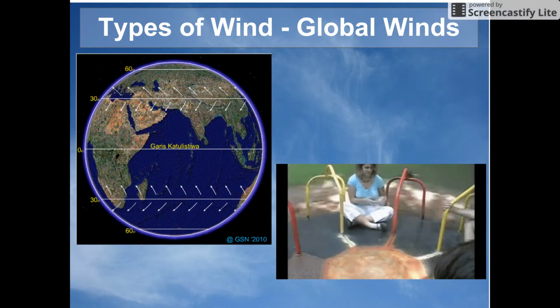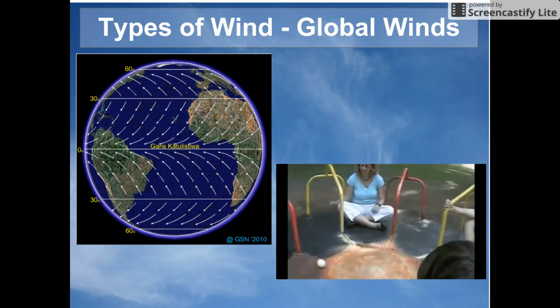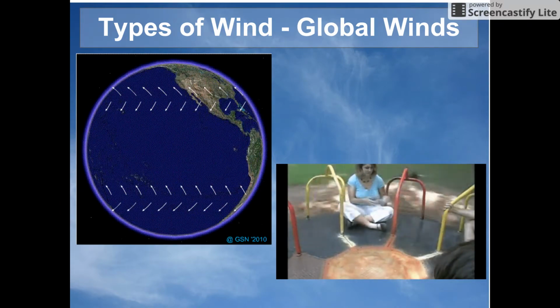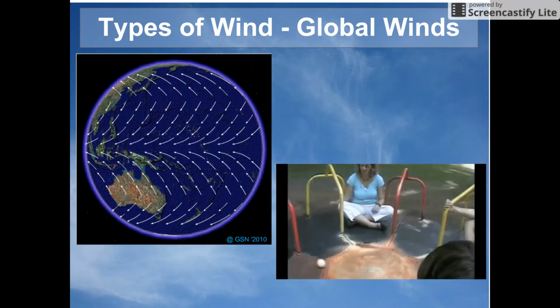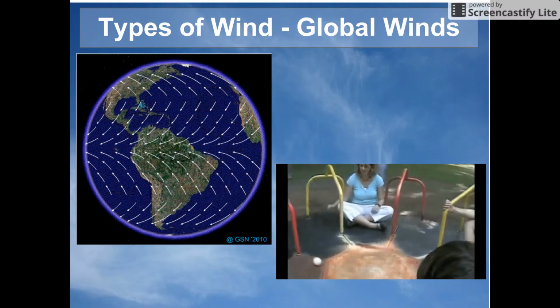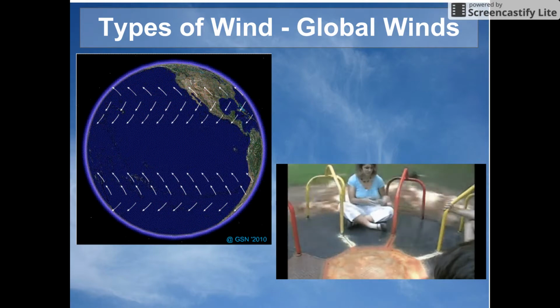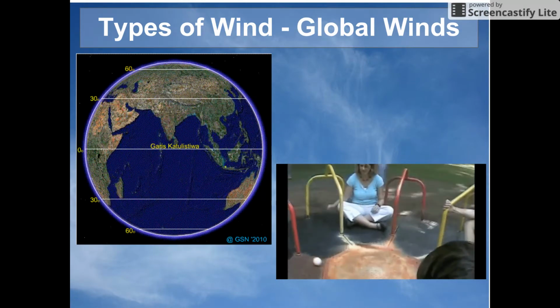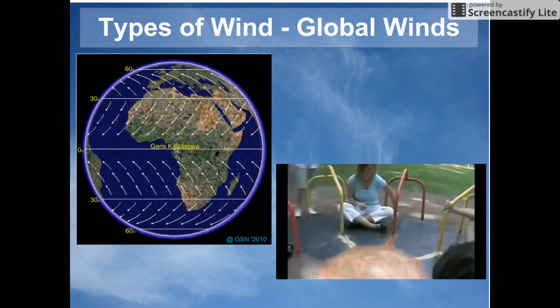If you look at the picture on the right, you'll see the lady there throwing the ball, and actually the ball is traveling in a straight line. But because the merry-go-round is moving in a circle, it appears as though the ball is also moving in a circle.